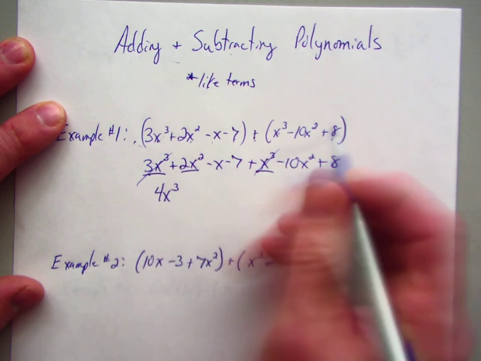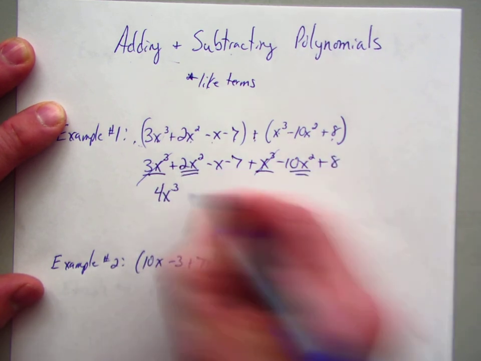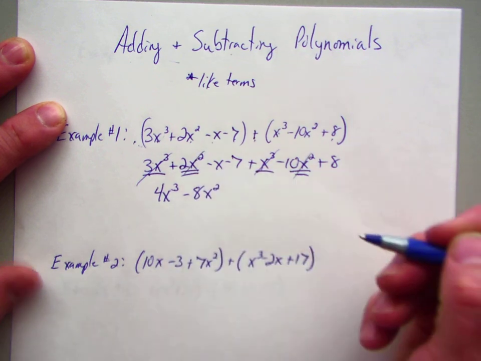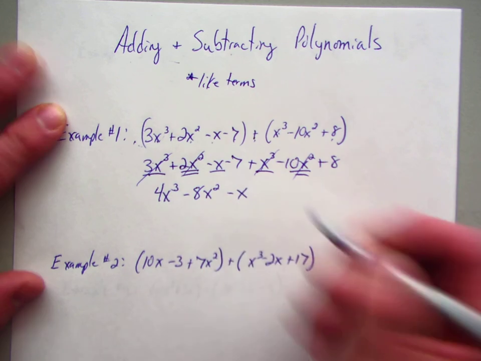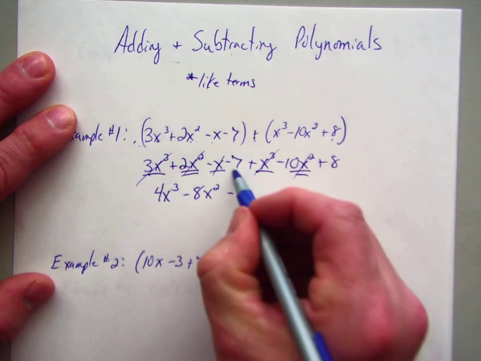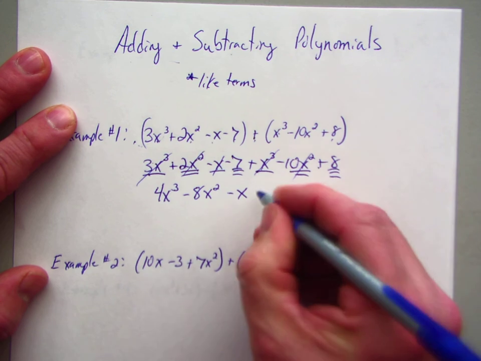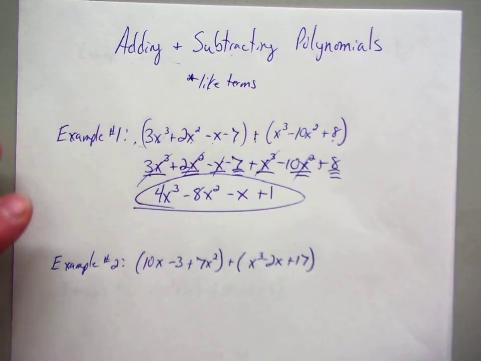Then I got a quadratic and another quadratic. So I got 2 and a negative 10. So it gives me negative 8x squared. Here's the linear. That's the only one, so I don't have to worry about that. Just keep it. And then my constants. I got a negative 7 and a positive 8 gives me a plus 1. And here's my new polynomial. So we add. So let's do another addition one.